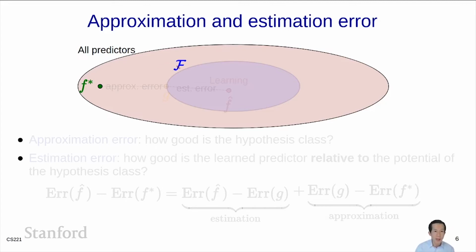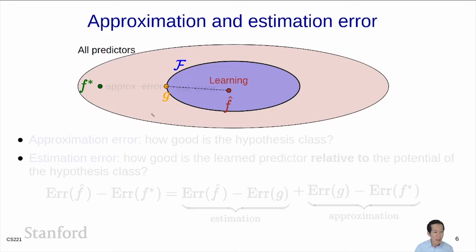We first define a hypothesis class, script f, and then we are going to have a learning algorithm that finds a particular predictor within this hypothesis class. So another predictor I'm going to talk about is G. This is also a kind of a thing that you can't get a hold of. It's the best predictor that you can find in the hypothesis class.